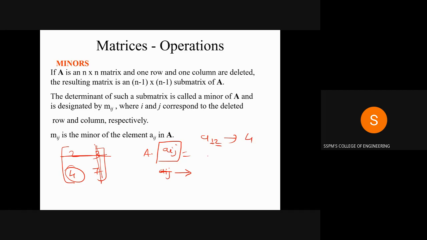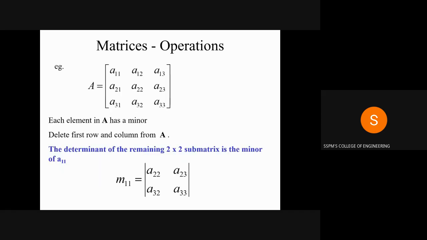We write it as M12. M12 is 4. Similarly, if you have to find M22, what is M22? Second row, second column. When you delete second row, second column, you get 2. That is M22 is equal to 2. That is how you find minor of matrices.